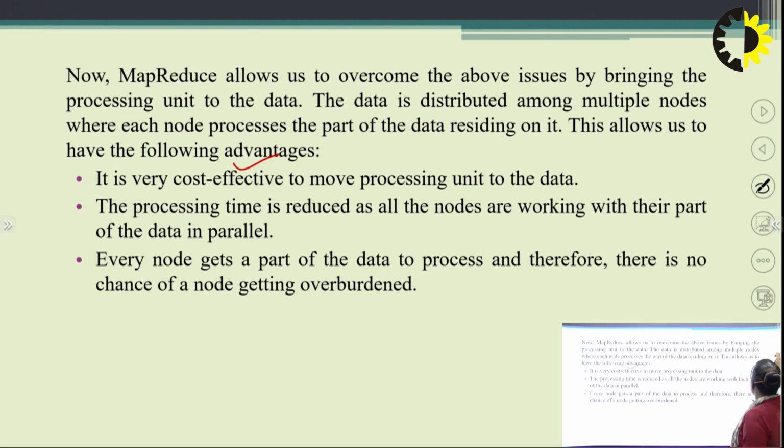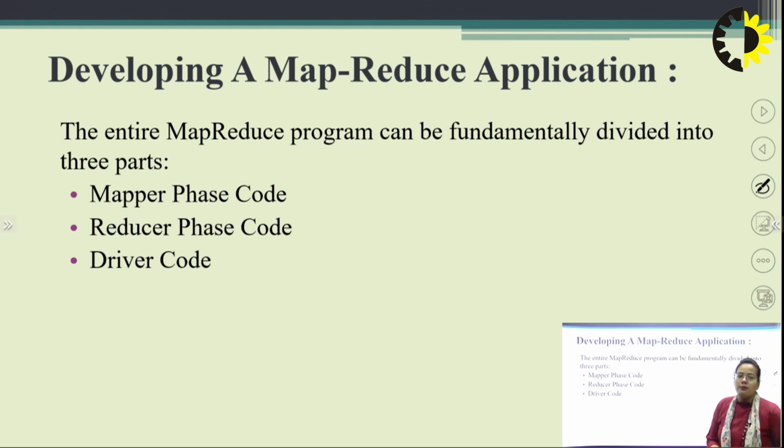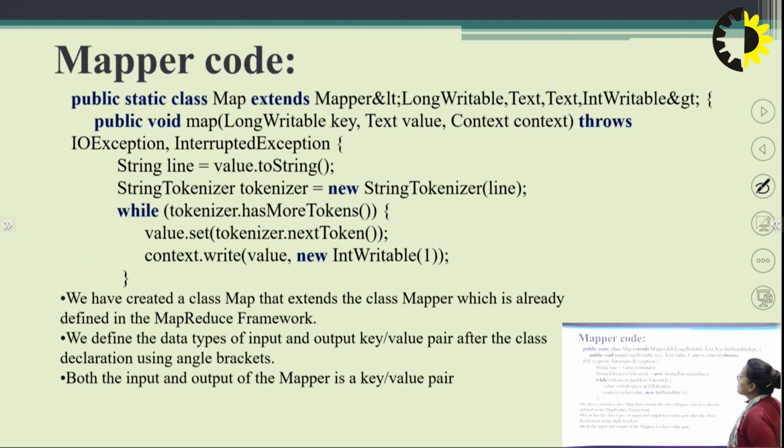At last, we discuss how we develop a MapReduce application. The entire MapReduce program can be fundamentally divided into three parts. First is map phase code, second one is reducer phase code, third is driver code. Now, mapper code.